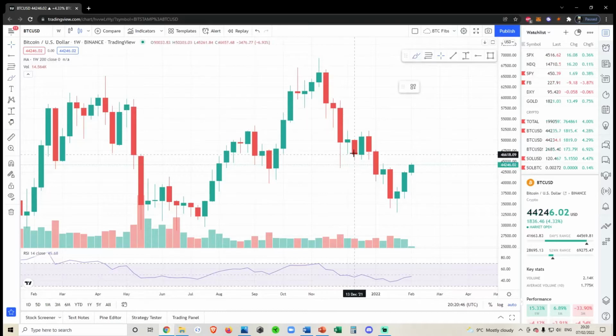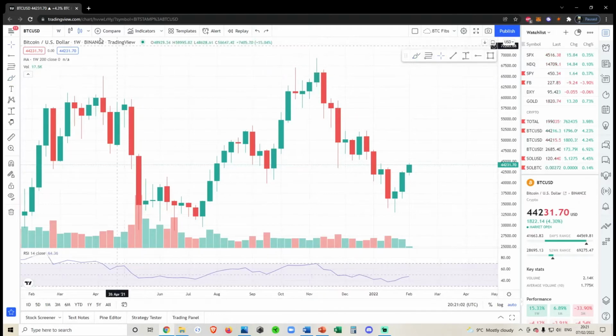Now, traditional Japanese candlesticks work as the opening of a candle is always correlated to the previous close. So you can see that this candle here opened here where the previous one closed, and also this candle opened here where the previous one closed, and this candle opened when this one closed. So with Japanese candlesticks, they always open on the previous close of the previous candle.